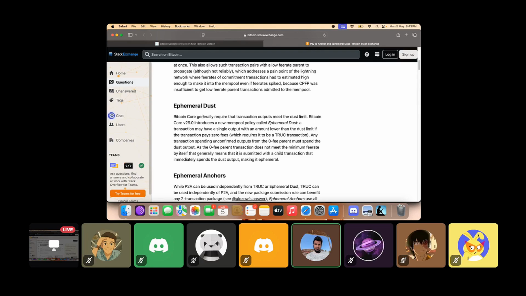Bitcoin Core generally requires that transaction outputs meet the dust limit, right? Depending on what script your transaction is using, whether it's a P2S script, a P2WS script, or a P2TR script, your dust limit varies. For P2A scripts, it's 240 sats. Now, Bitcoin Core version 2.0 introduces a pool policy called ephemeral dust.